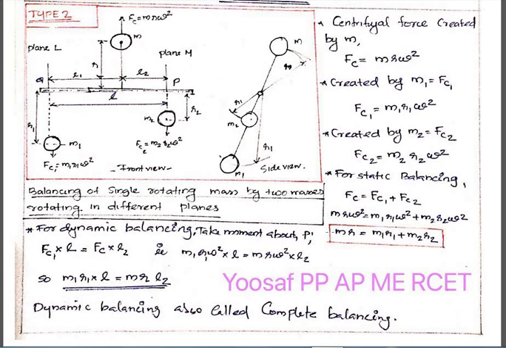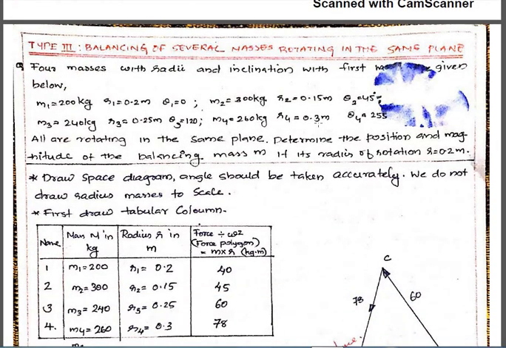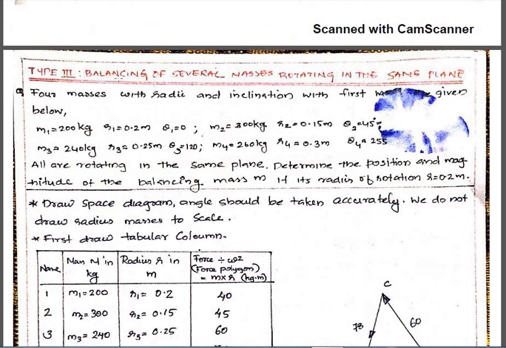We are balancing the force, and not only the force but also the dynamic moment. The third type is the balancing of several masses rotating in the same plane. That means this can be explained with a problem. So in the next video we will cover the third type.